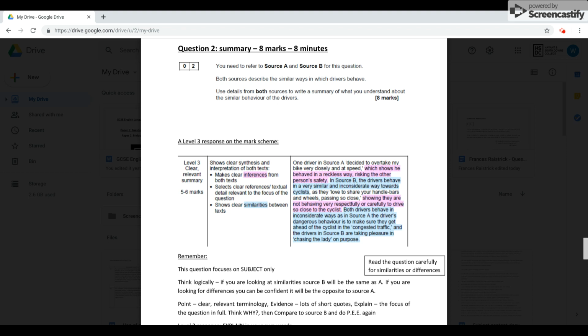This short video will look at paper 2, question 2. This is your summary question. It's 8 marks, 8 minutes, possibly 10, depending on how long you spend on question 1. But AQA recommend 8 minutes, but 10 is fine if you're rounding up, of course.